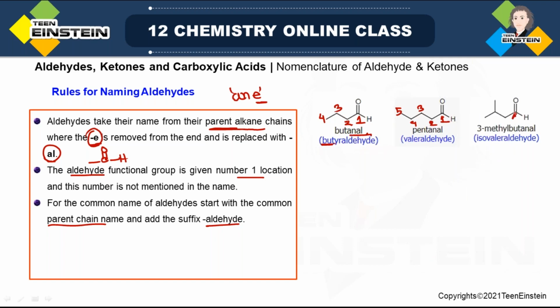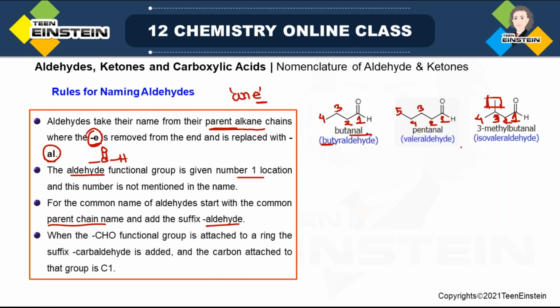This is 1, 2, 3, 4. So this methyl will be treated as a substituent, and the substituent position is at carbon 3. That is why it is 3-methylbutane, but we will not write butane, we will write butanal. Here we have a methyl substituent.